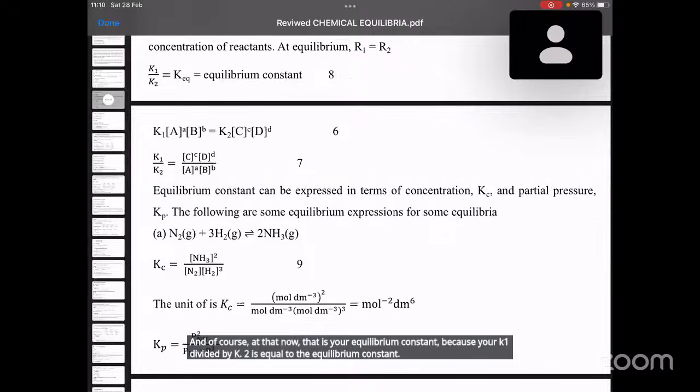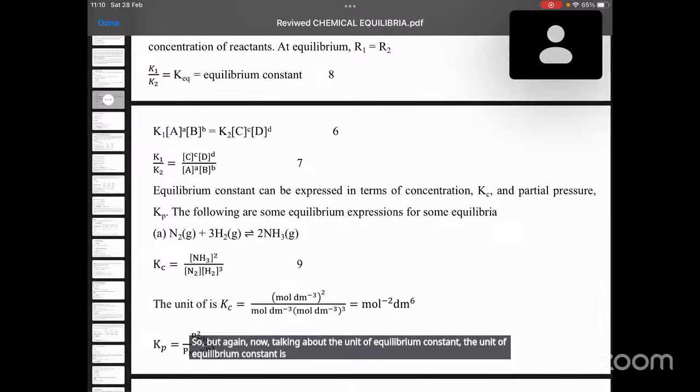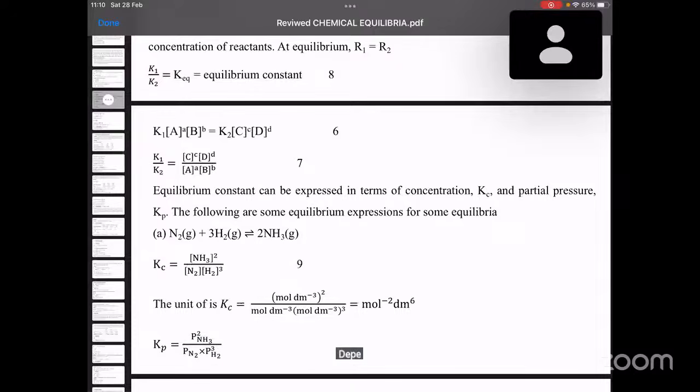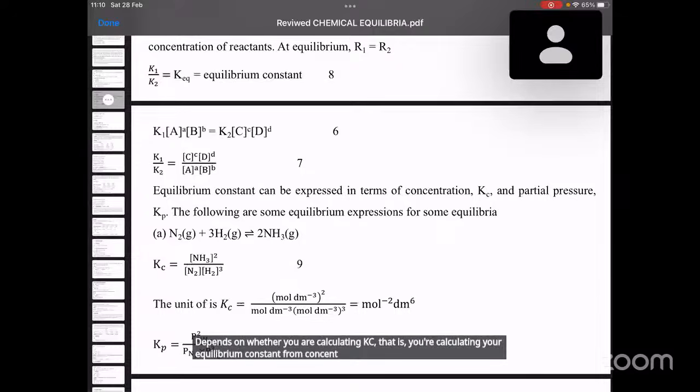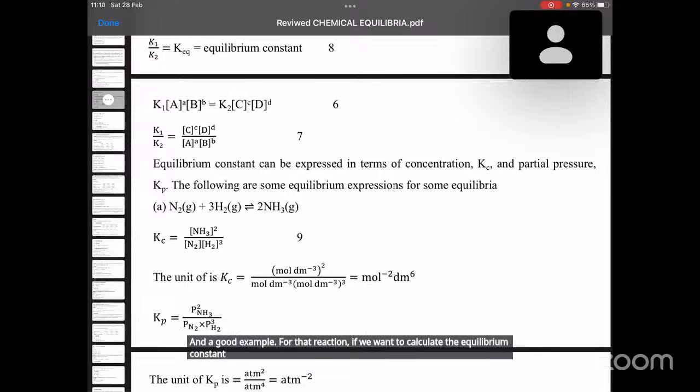But again, talking about the unit of the equilibrium constant, it depends on whether you're calculating Kc, that is, the equilibrium constant from concentration, or you are calculating it from pressure, and even the number of moles of the individual reactants involved. That is what determines it. A good example is that reaction: if we want to calculate the equilibrium constant using concentration, you can see what the unit will be. You can see the mole per dm cube raised to power 2.